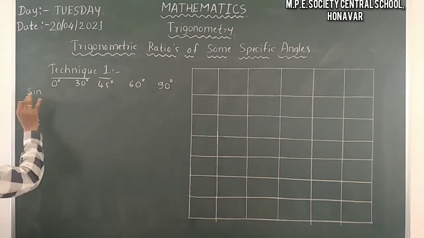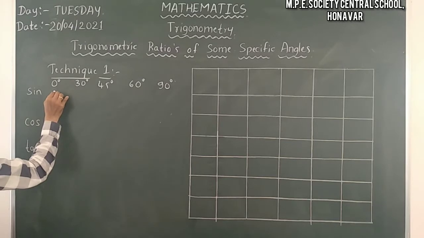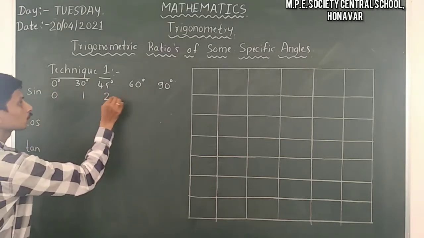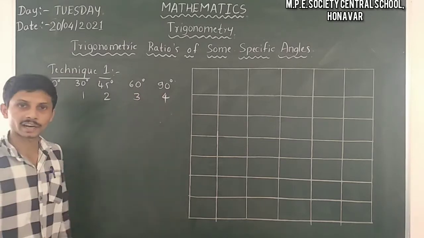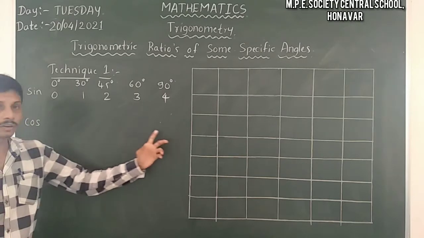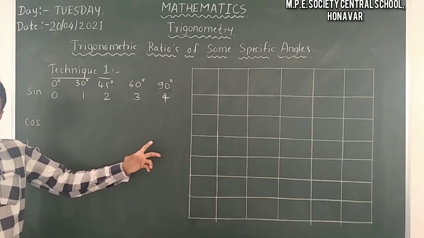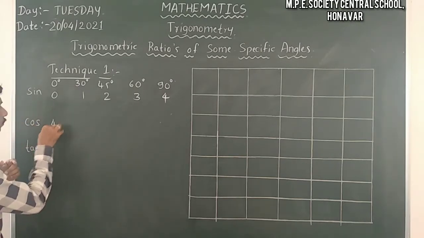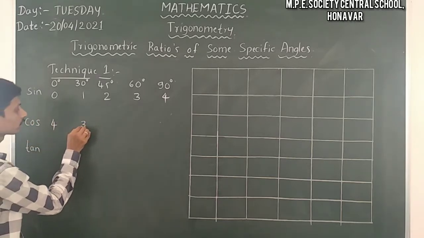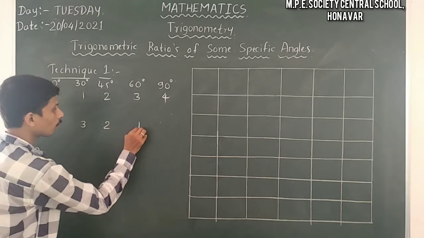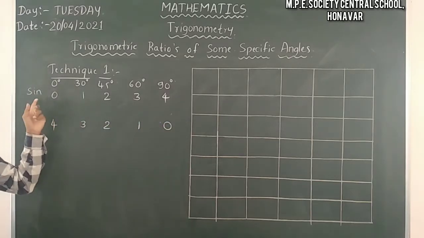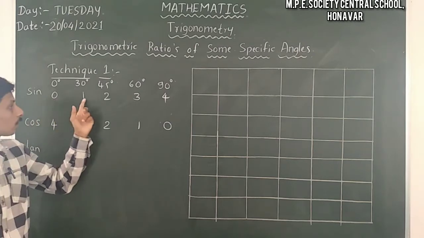So firstly what we have to do is write 0 to 4. That is 0, 1, 2, 3, 4, we have to write like this. And here also we have to write the same values, but the thing is that here we have to start from 4 and write in the reverse order. So 4, 3, 2, 1, 0.